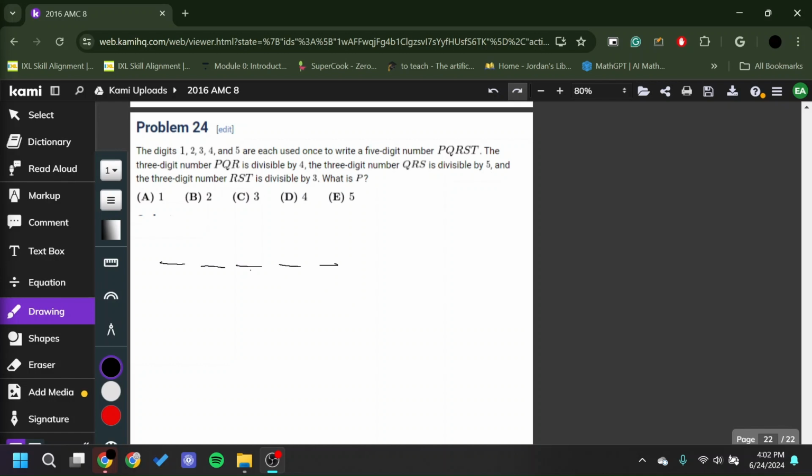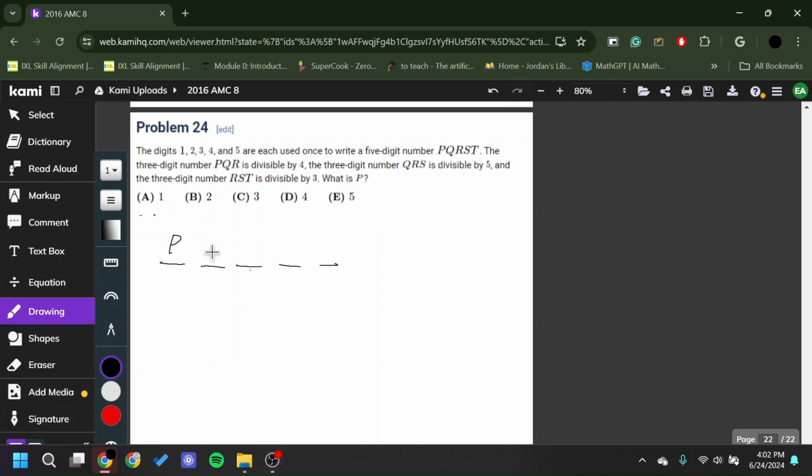The digits 1, 2, 3, 4, and 5 are each used once to write a 5-digit number PQRST. The 3-digit number PQR is divisible by 4, the 3-digit number QRS is divisible by 5, and the 3-digit number RST is divisible by 3. What is P? From the statement that QRS is divisible by 5, we can tell that S is either 5 or 0, because multiples of 5 always end in 5 or 0. For example, 10, 15, 20, 25. But 0 is not one of our digits, so it has to be 5.